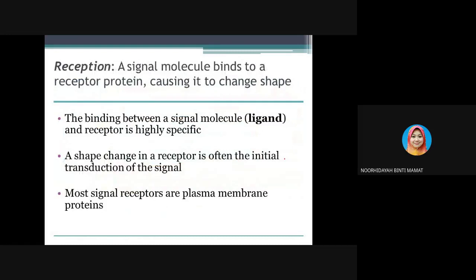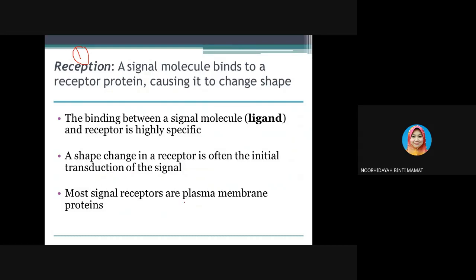So we go one by one, in the steps of cell signaling. The first one is the reception. Reception is when a signal molecule binds to a receptor protein, and it causes it to change its shape. The binding between the signal molecule, the ligand, and the receptor is highly specific. The ligand molecules specifically bind to a specific receptor. A shape change in the receptor is often the initial transduction of a signal.